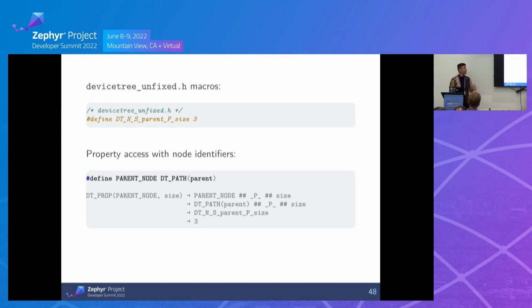Very concretely, when I define this parent node as DT path parent, now I have a node identifier, and that's just DT_N_S_parent. But I have a shorthand for it, which allows me to avoid encoding those implementation details in my application. Now when I use the DT_PROP macro, I give it the node identifier and the property that I want to read. And through a convoluted series of expansions and pasting and recursive expansions, it's just going to expand to that literal value without any additional overhead. So that's how it works in the real world.